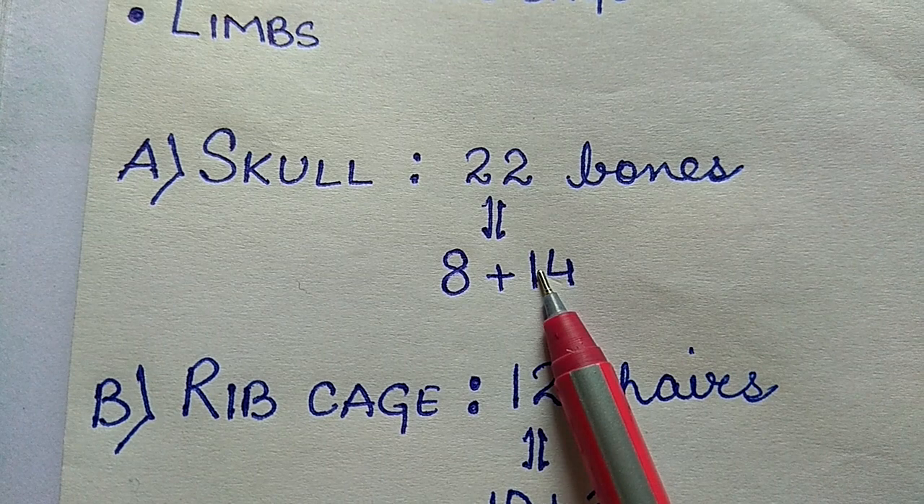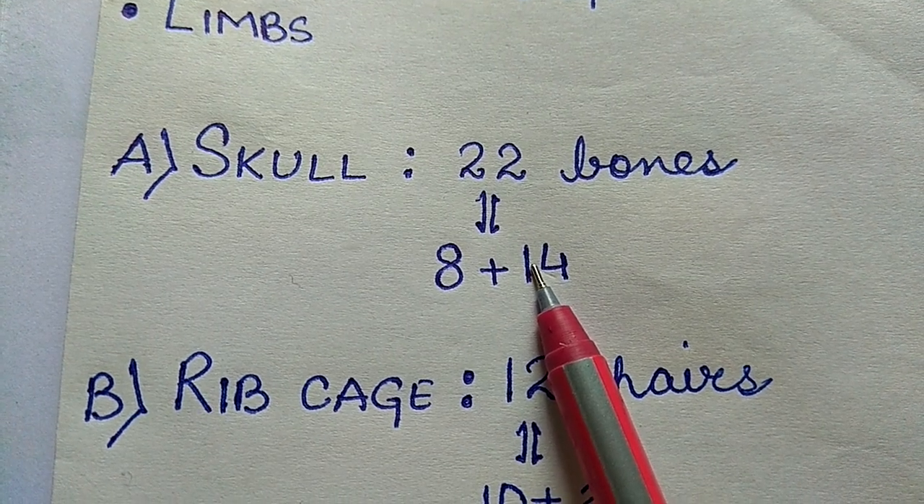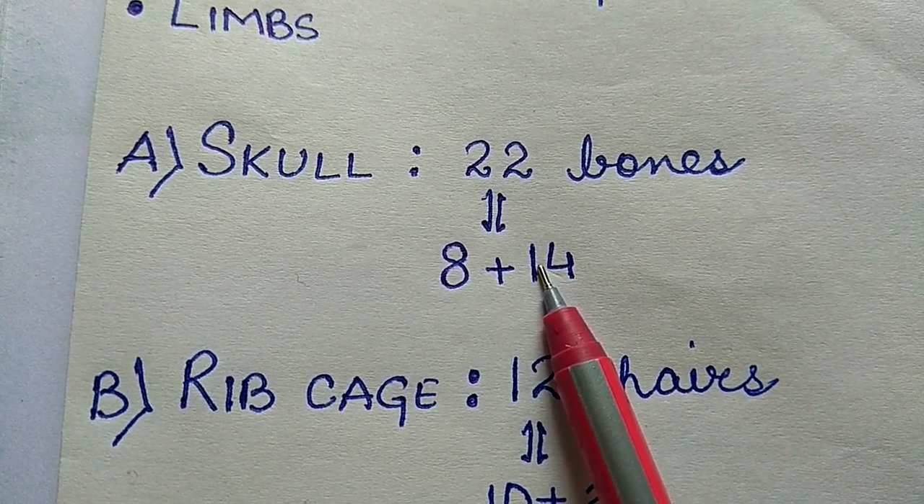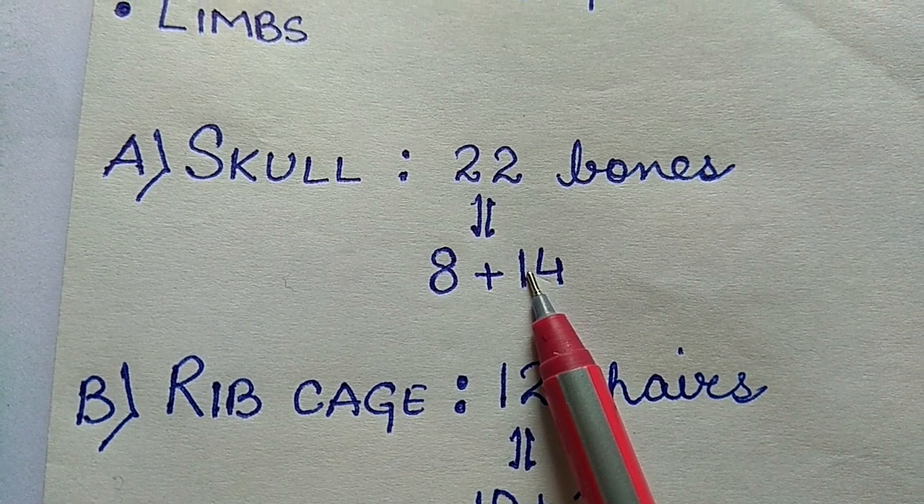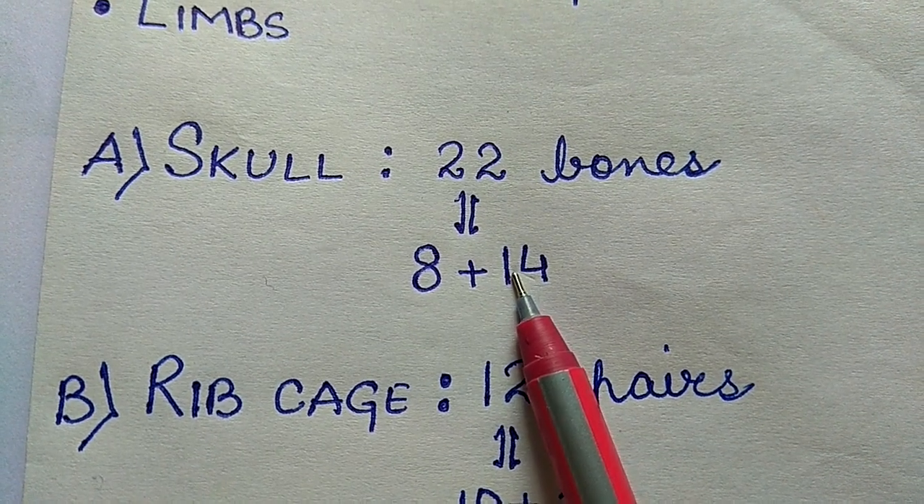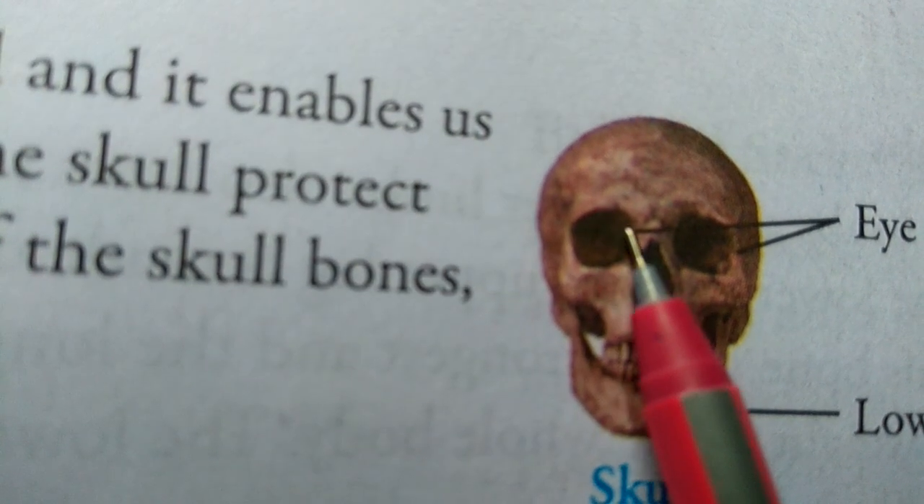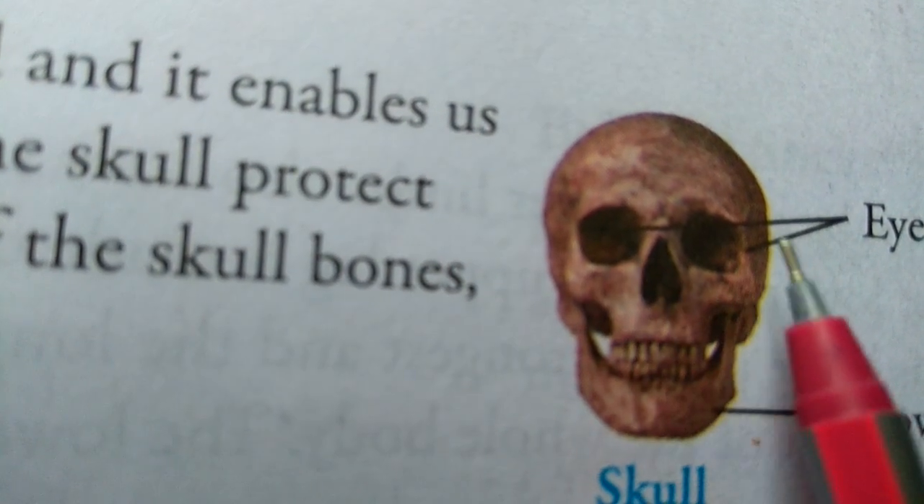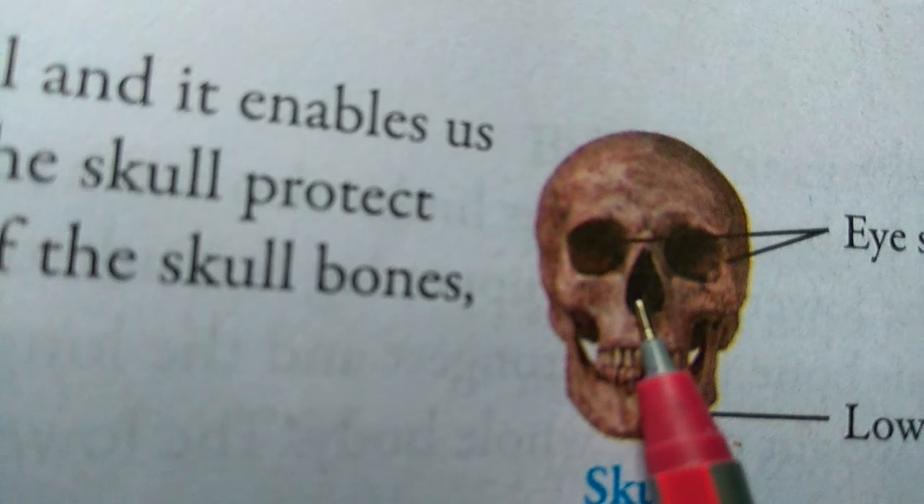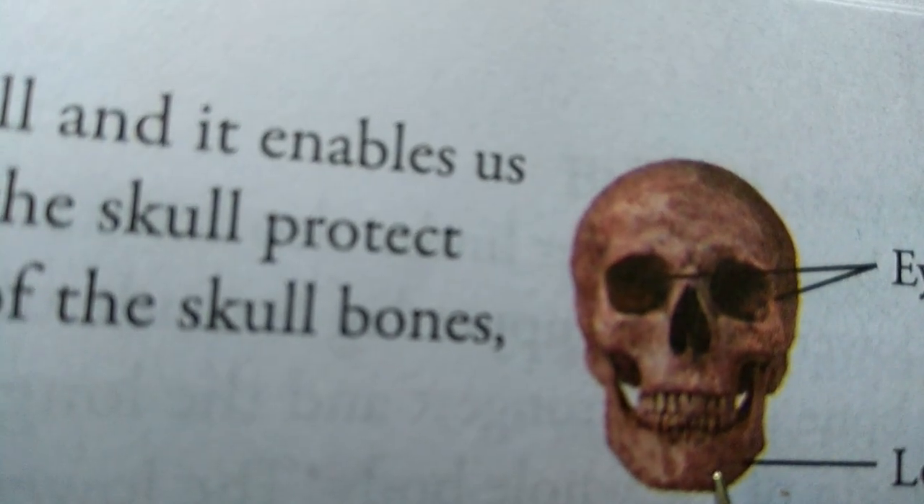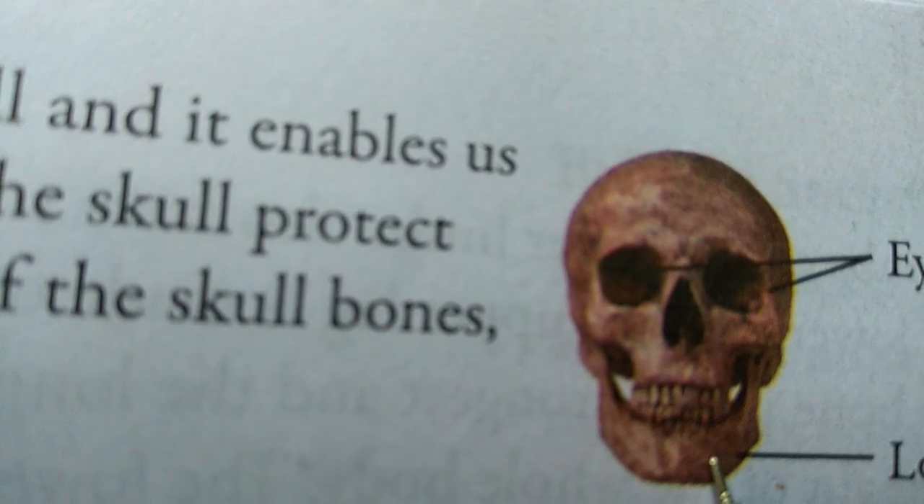The skull has holes for the eyes and nose. The nose does not have a bone. It is made up of a tough white tissue called cartilage. As you can see in the picture, there are holes for the eyes and nose, and this lower jaw is the only movable part in the whole skull.